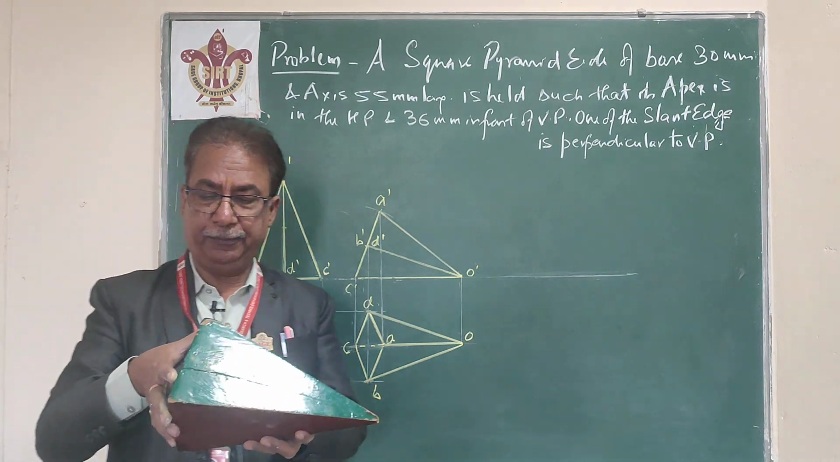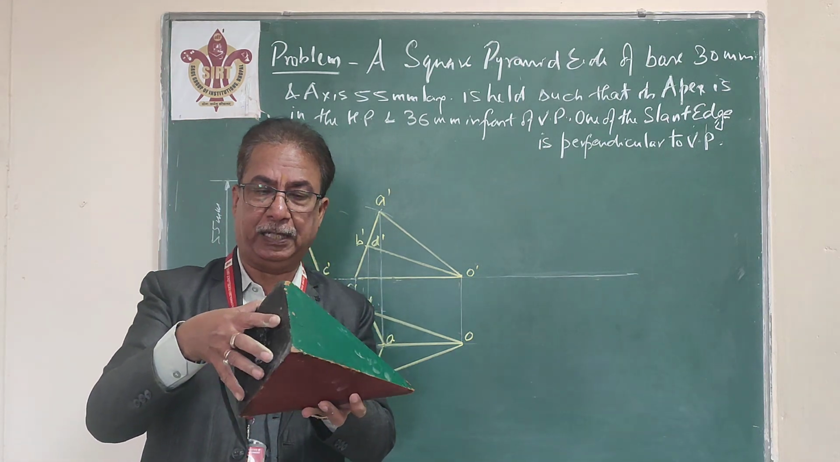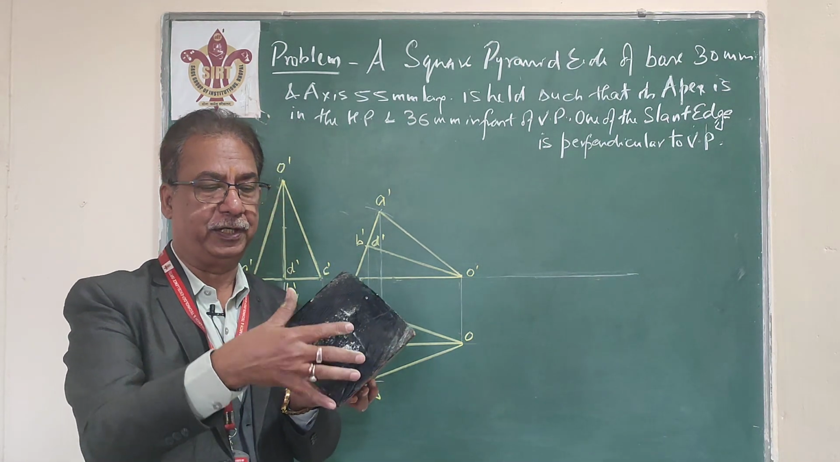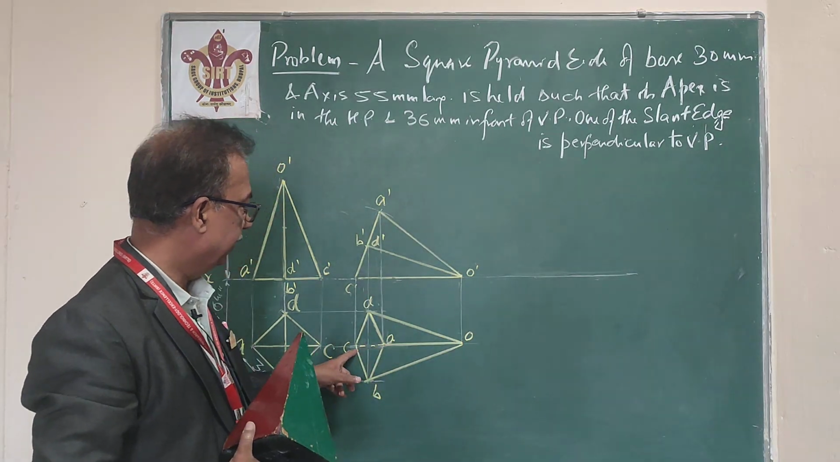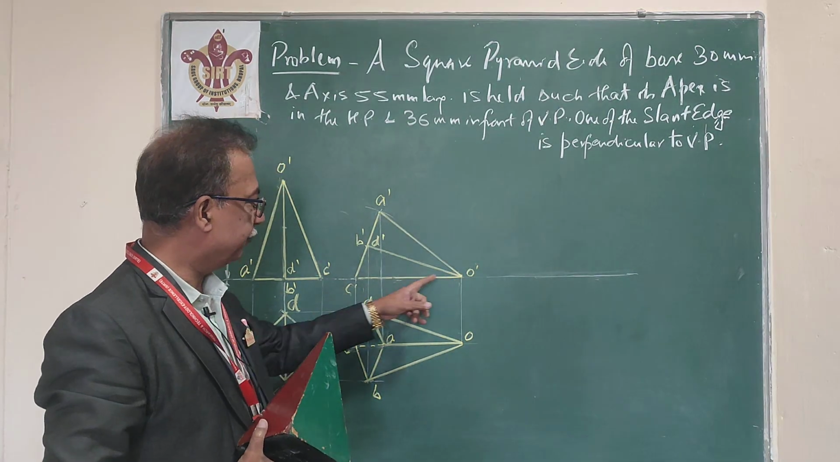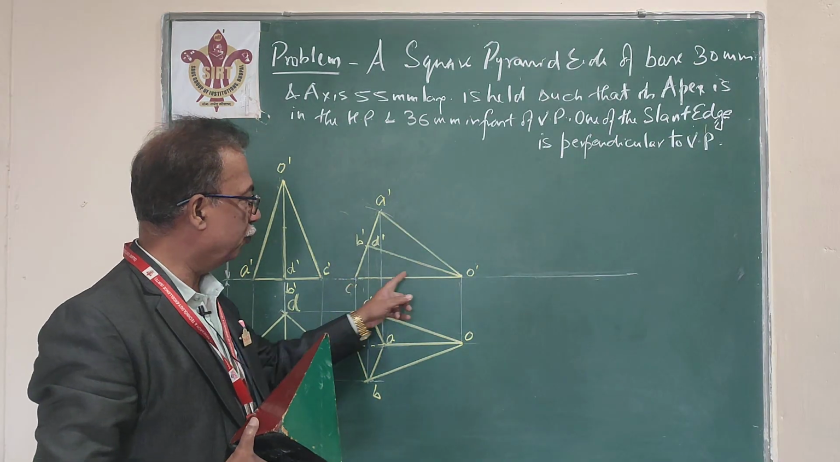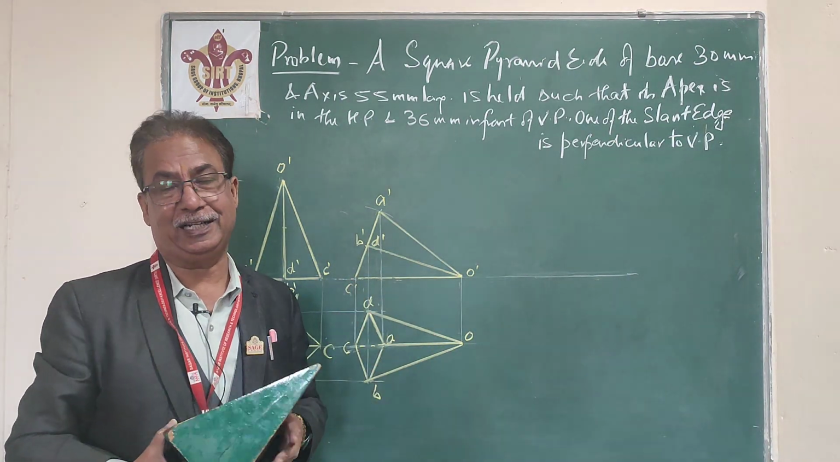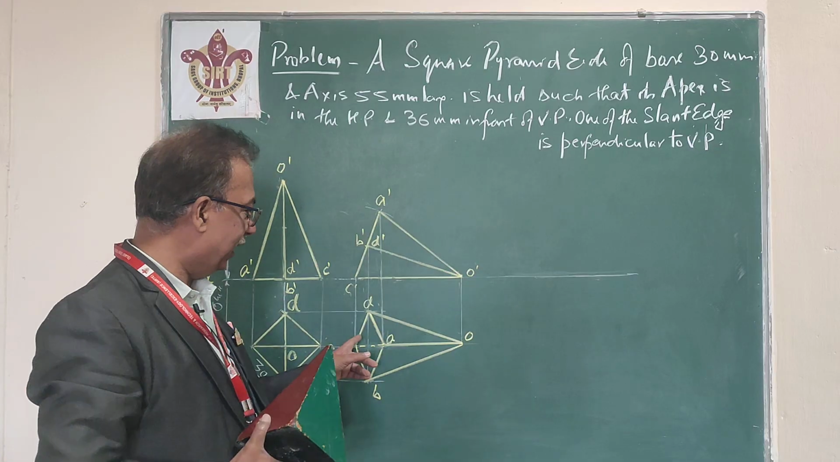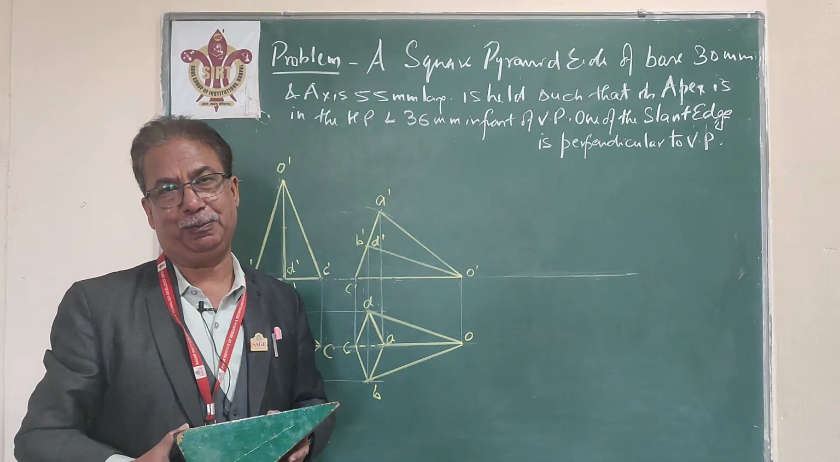So now what I am going to do, I am going to turn this pyramid like this. Look at this figure. Now this bottom slant edge, that is OC. In this figure, this OC will be on the HP and parallel to VP. In both the projections we are getting the true length. So now you can easily make it perpendicular to VP.